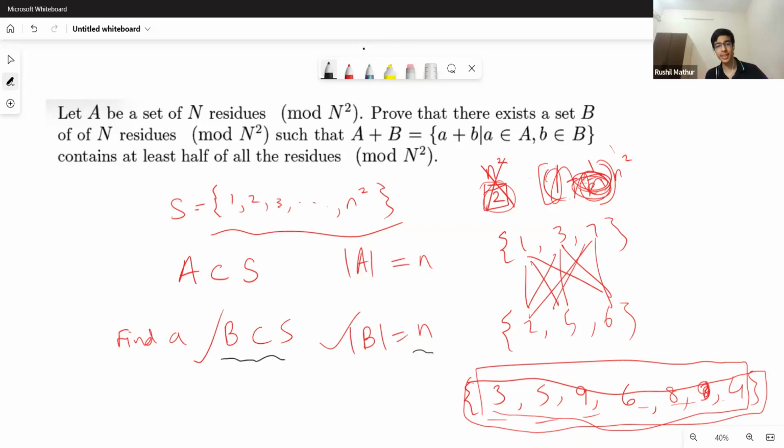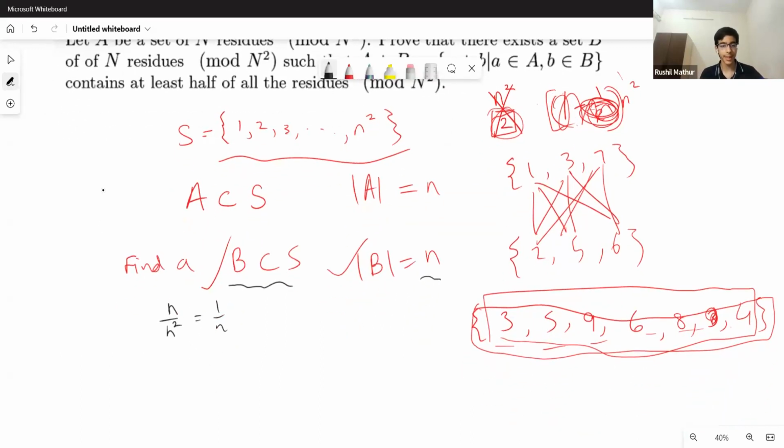So the idea is you take an n element subset. Each element, the probability that it exists in B is n by n squared, that's 1 by n, right? And now you work backwards, right? Because A plus B, let's say, X does not belong to A plus B. A plus B represents this thing.